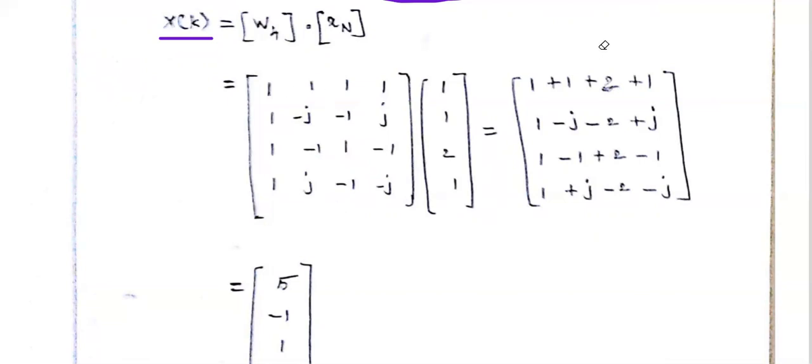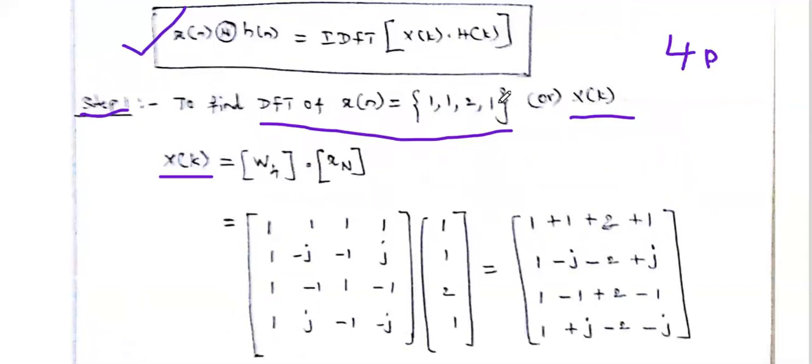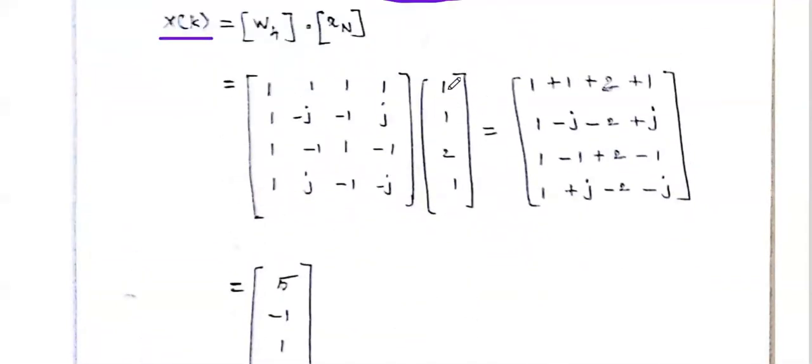This 4-point twiddle factor matrix is multiplied with x of n. What is the given x of n? 1, 1, 2, 1. So this twiddle factor is multiplied with 1, 1, 2, 1. The first row is multiplied with the column: 1 into 1 plus 1 into 1 plus 1 into 2 plus 1 into 1, so 1 plus 1 plus 2 plus 1. Similarly, the second row multiplied with the column: 1 into 1 is 1, minus j into 1 is minus j, minus 1 into 2 is minus 2, j into 1 is j. Similarly, the third row and the fourth row multiplied with the column, we will get the answers.